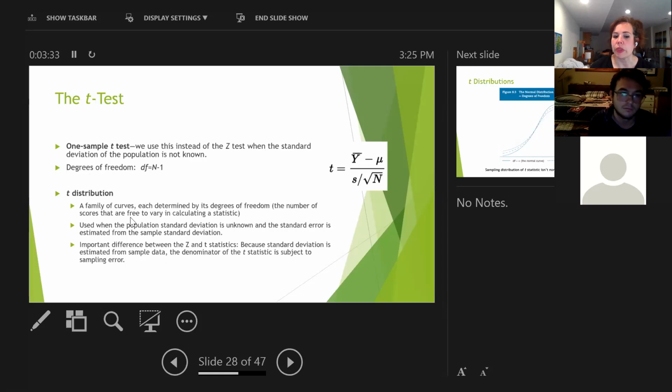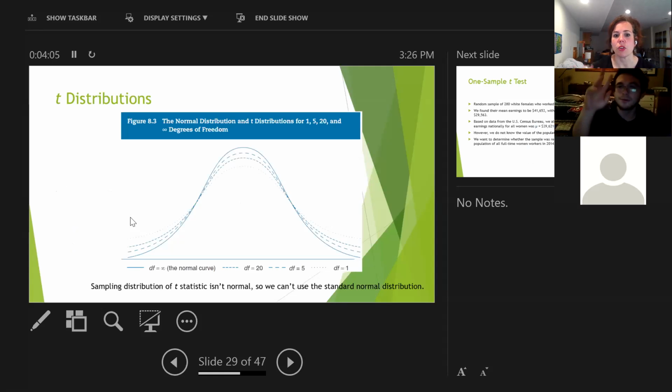We use this when the population standard deviation is unknown and the standard error is estimated from the sample standard deviation. An important difference between the z and the t statistics is that because the standard deviation is estimated from the sample data, the denominator of the t statistic is subject to sampling error. Because again, we're not using the population standard deviation, we're using the sample standard deviation. Okay, so those are the different sets of curves.